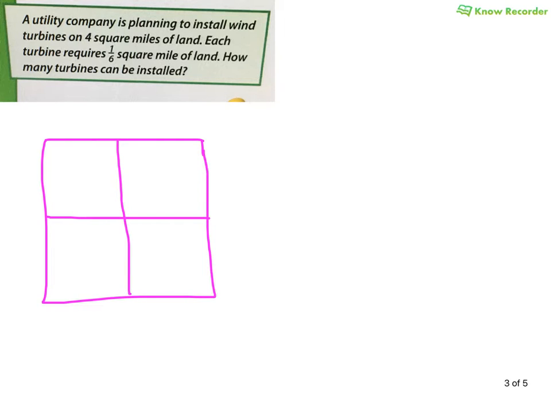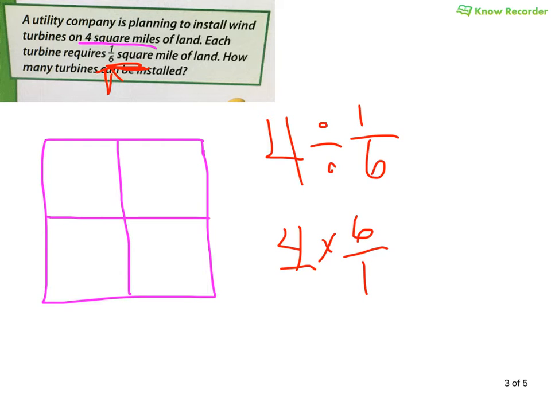Each turbine requires 1/6 of a square mile. So, what's that saying? Well, each turbine needs 1/6, right? That means that pretty much I can fit 6 turbines on there. So what do I have here? I have 4 square miles. And what am I dividing it by? I'm dividing each one into sixths because I'm going to be able to fit 6 on. How do you know that, Mr. O? Because when I take the reciprocal, that says, hey, I can fit 6 turbines in 1 acre.